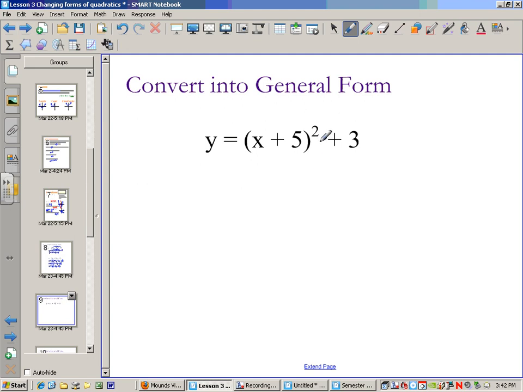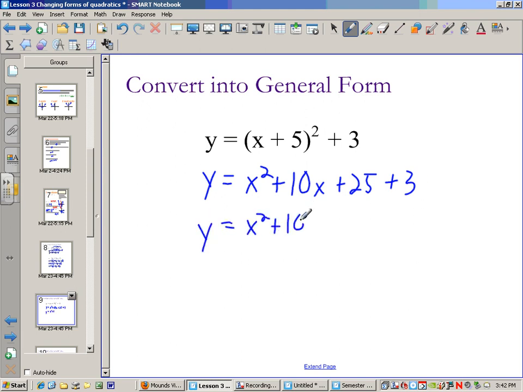Now if we want to convert this to general form, we just have to square this, and we know that's a nice perfect square, so we know the shortcut. x squared plus 10x plus 25. Now we just have to add those two last numbers to get 28.